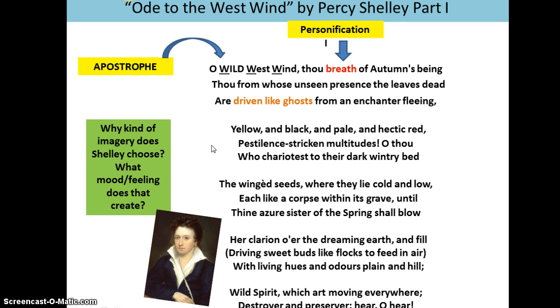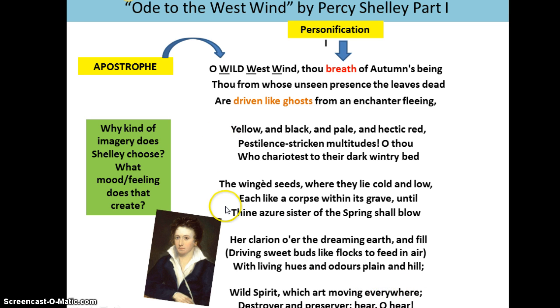Yellow and black and pale and hectic red, pestilence-stricken multitudes, O thou who chariotest to the dark wintry bed the winged seeds where they lie cold and low, each like a corpse within its grave, until thine azure sister of the spring shall blow her clarion over the dreaming earth and fill, driving sweet buds like flocks to feed in air, with living hues and odors plain and hill, wild spirit which art moving everywhere, destroyer and preserver, hear, oh hear.